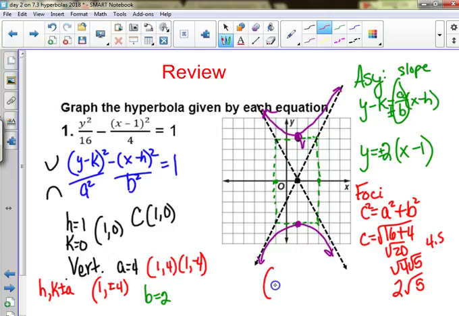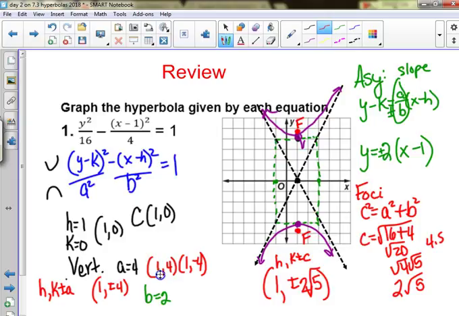Does it say h comma k plus or minus c on your sheet maybe? So that would be 1 comma 0 plus or minus 2 square roots of 5. Whoa, that's a square root. I don't know what I just wrote. All right, so it would be up here at 4 point something and down here at negative 4 point something. They're just inside of those. All right.